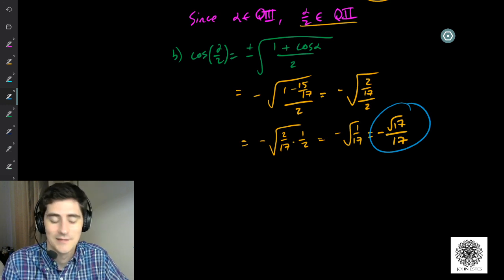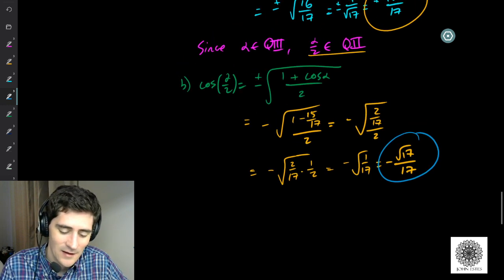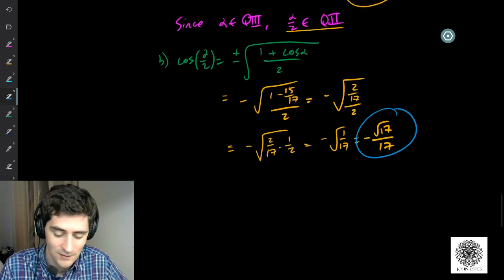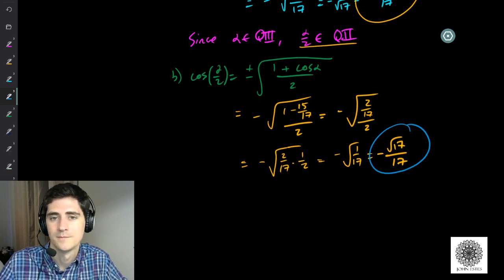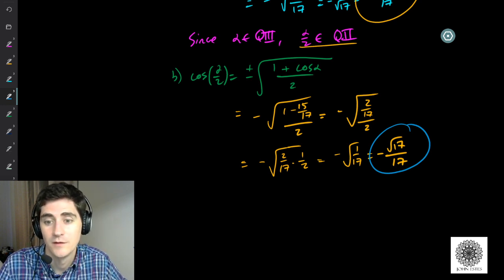I hope this makes sense. Half angle identities, we just have to know them. The double angle ones, though, are the ones we use more often, and the reduction formulas are very useful as well.